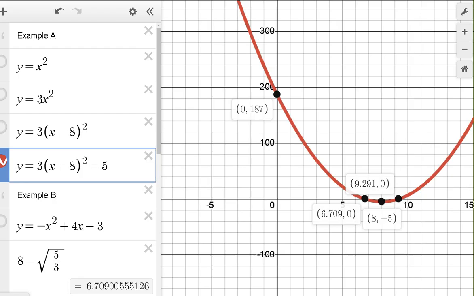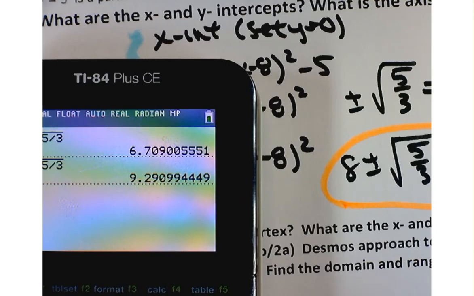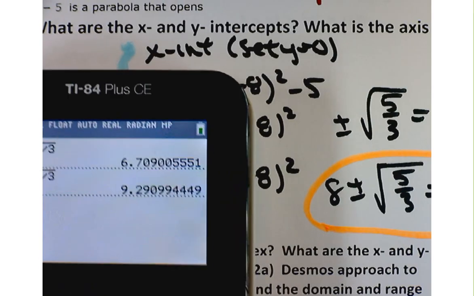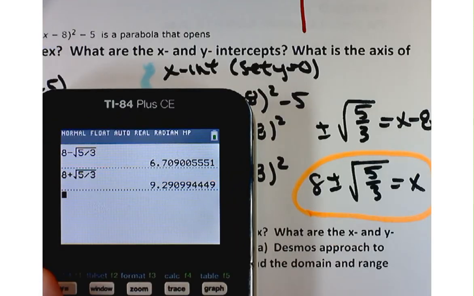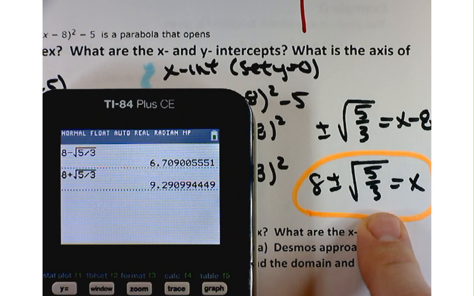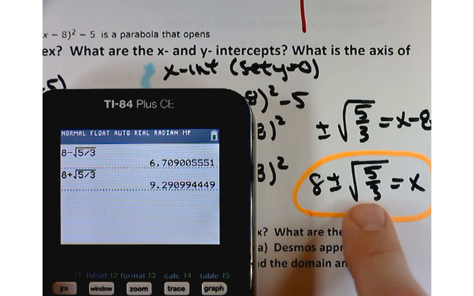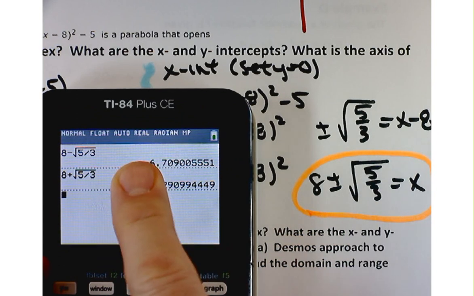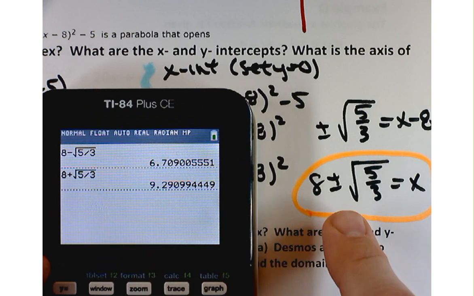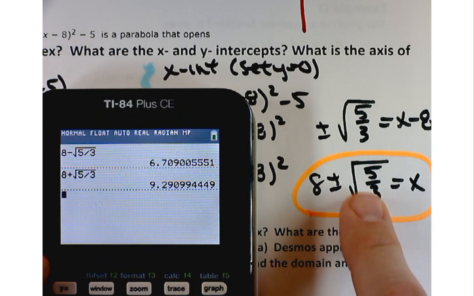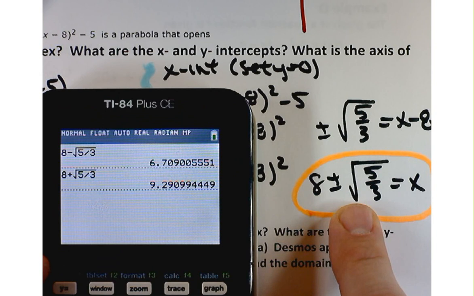Be careful on WebAssign. If it asks you to solve for the roots, do you think it's looking for the decimal value or is it looking for the exact value? If it just says, find the roots of this parabola, it's looking for the exact value, so it's looking for this. Now, you can check yourself this way, but if it's asking for an exact value, then it wants this.